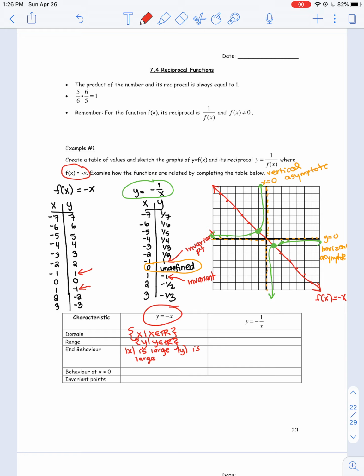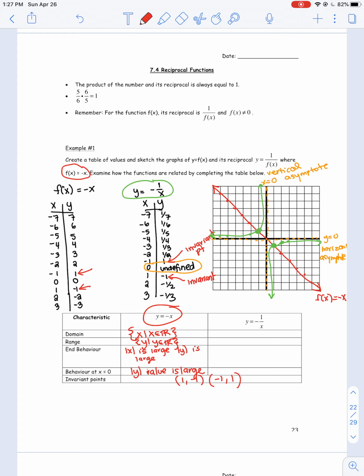The behavior at x equals 0, we're going to notice that at x equals 0, at that vertical asymptote, the y value is going to get very large. And the invariant points are going to be, for both graphs, the coordinates 1 and -1, and the other coordinate was -1 and 1. So those are the points that are identical for both types of graphs.